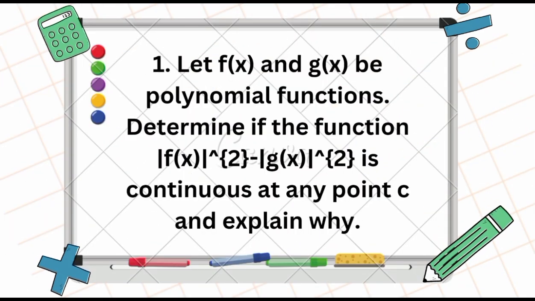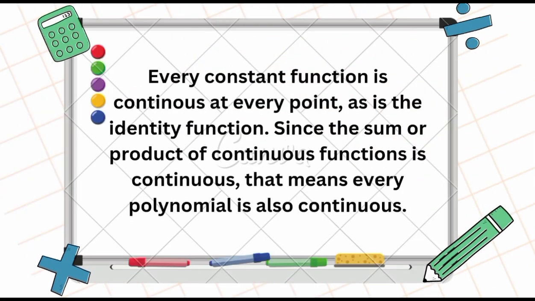Number 1. Let f of x and g of x be polynomial functions. Determine if the function f of x squared minus g of x squared is continuous at any point c and explain why. Every constant function is continuous at every point, as is the identity function. Since the sum or product of continuous functions is continuous, that means every polynomial is also continuous.